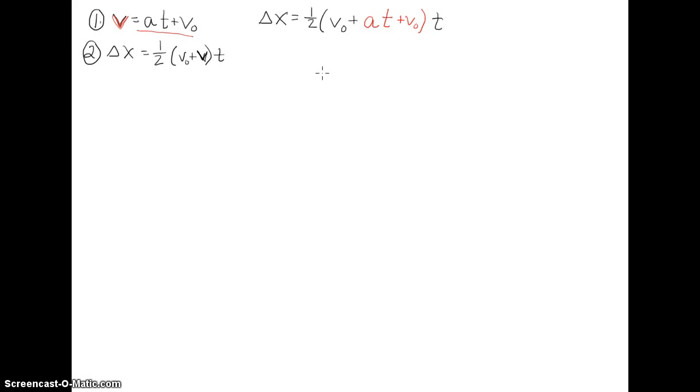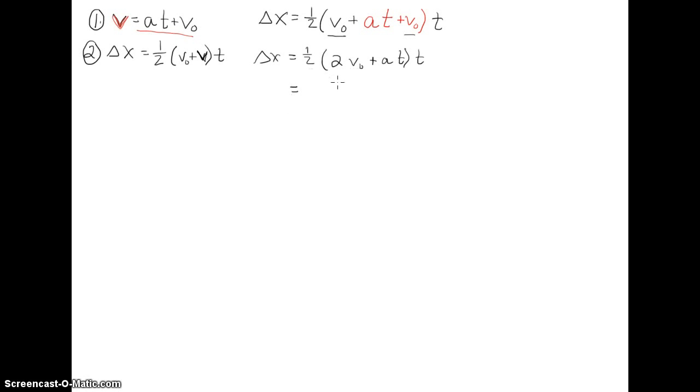And we're going to simplify this. See how there are 2 places with v naught? There are 2 t's. We can simplify this. So first, we're going to combine like terms. We have 2 of these v naughts in here. So we have delta x equals 1/2 times 2 v naught plus at, times t. Next, we're going to distribute the 1/2 through.